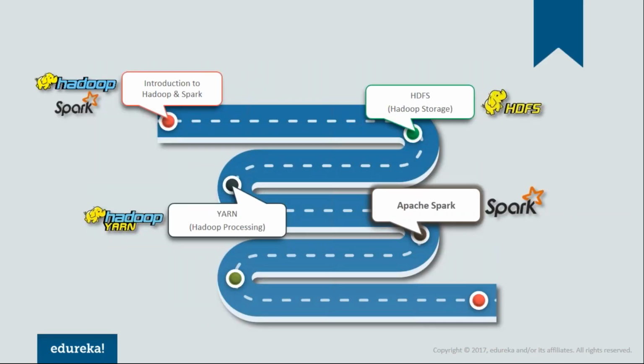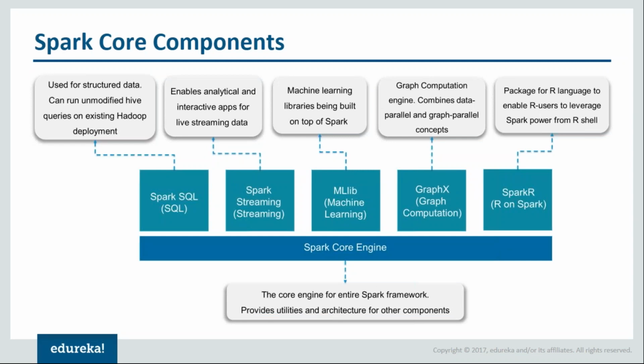Now you have learned all about Hadoop, HDFS and YARN, both the storage and the processing component of Hadoop. So now let us take a look at Apache Spark. Apache Spark is an open source cluster computing framework for real-time processing, and it has a thriving open source community and is the most active Apache project at this moment. Spark components are what make Apache Spark fast and reliable, and a lot of Spark components were built to resolve the issues that cropped up while using Hadoop MapReduce.